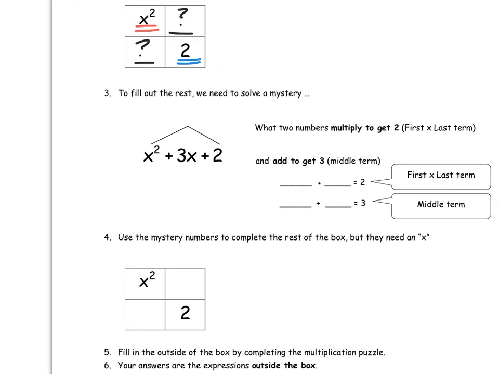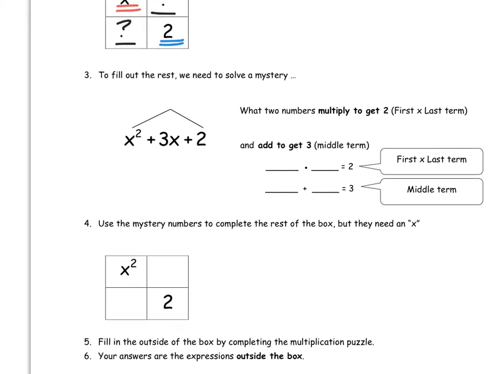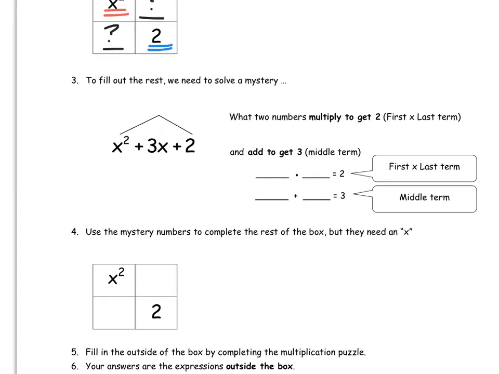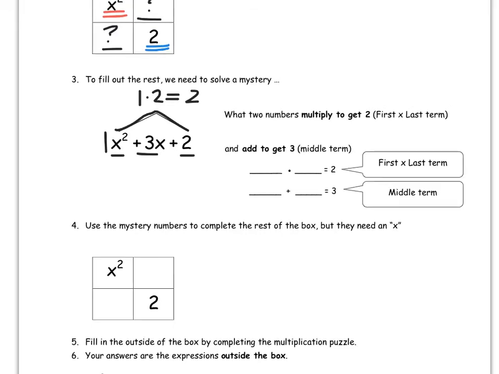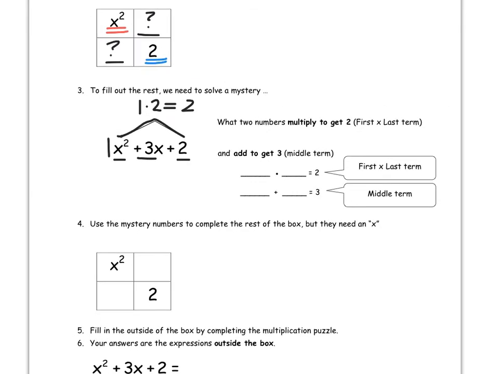All right, so it says to fill out the rest, we need to solve a mystery. The first mystery is that we look at our original problem, x squared plus 3x plus 2, and I drew this little house above them. And what I do is I take the coefficient of the first term and the last term, and I do 1 multiplied by 2. I multiply them, and I get 2. And we ask ourselves, what two numbers multiply to get 2? So this, when I multiply in my house, that goes right here, this little puzzle.